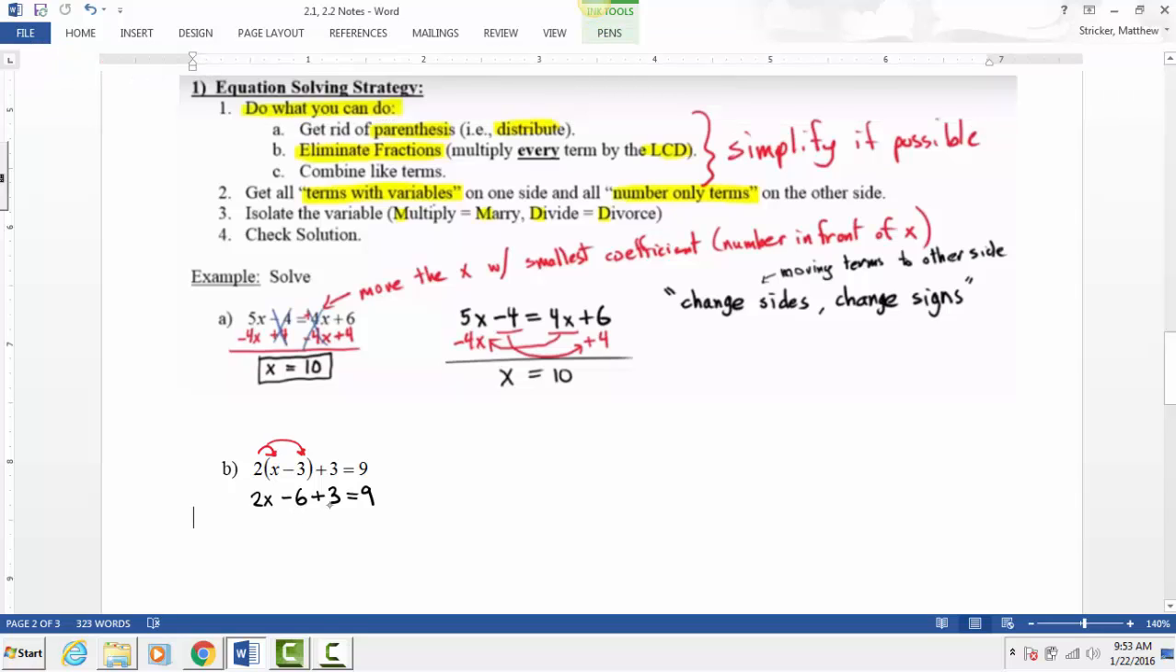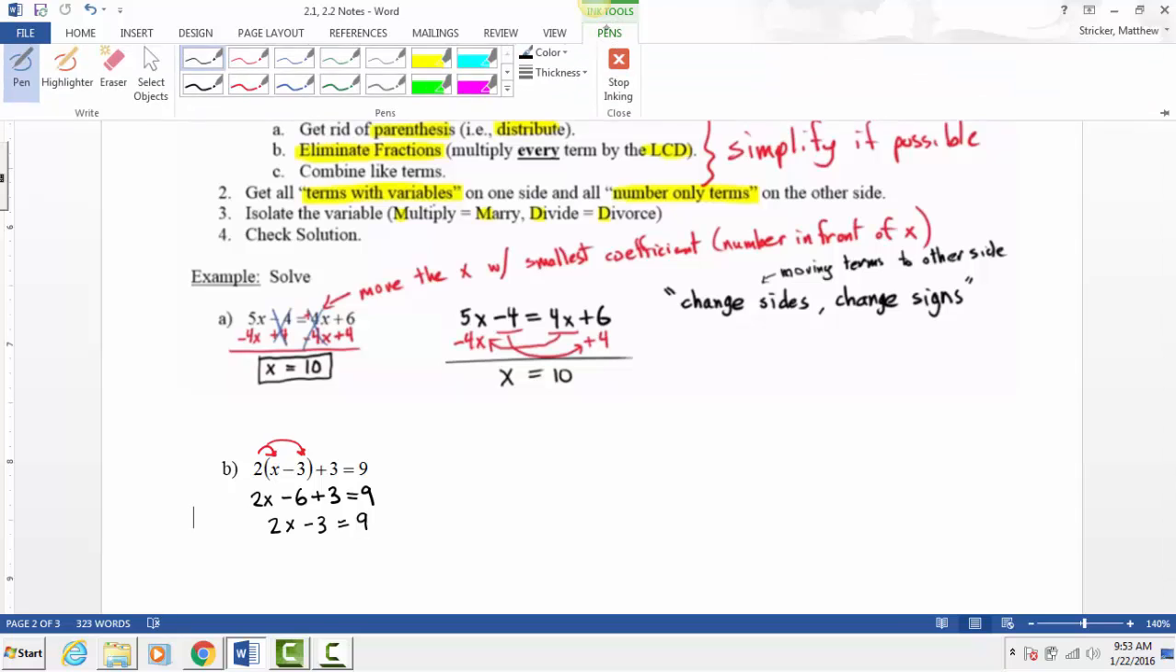We have negative 6 and 3 on the left-hand side. When we combine those, we get negative 3. And we still have the 2x on the front. That equals 9. Now we can move to step 2, where we get all the x variable terms on one side and the number terms on the other.